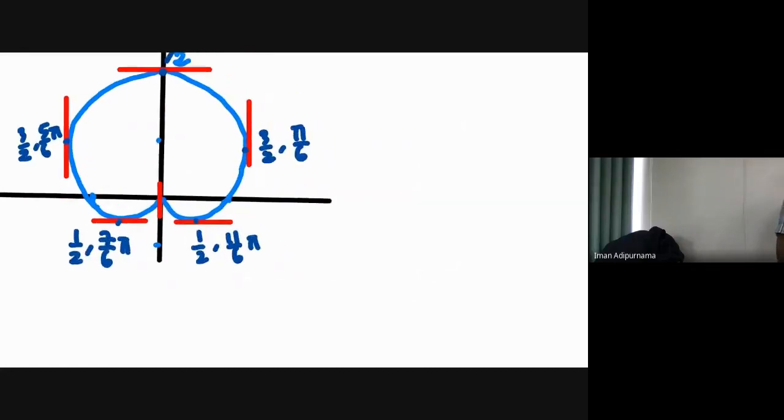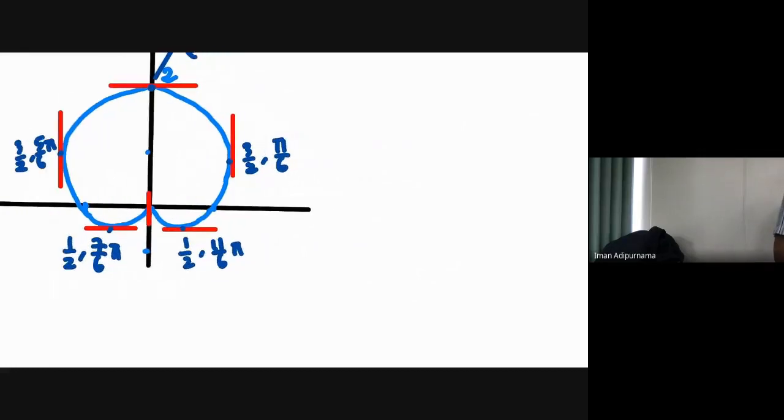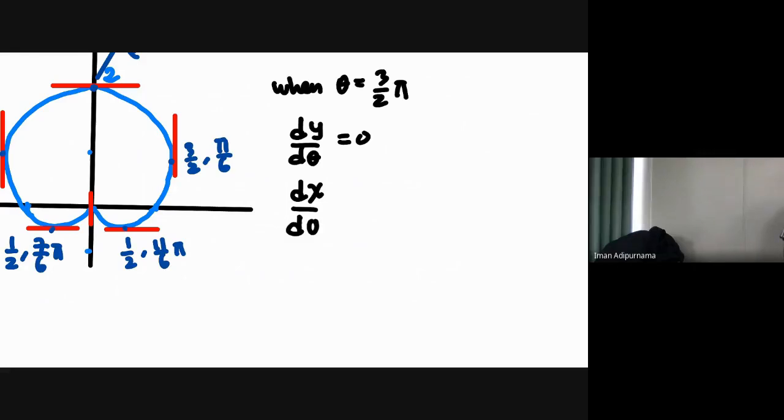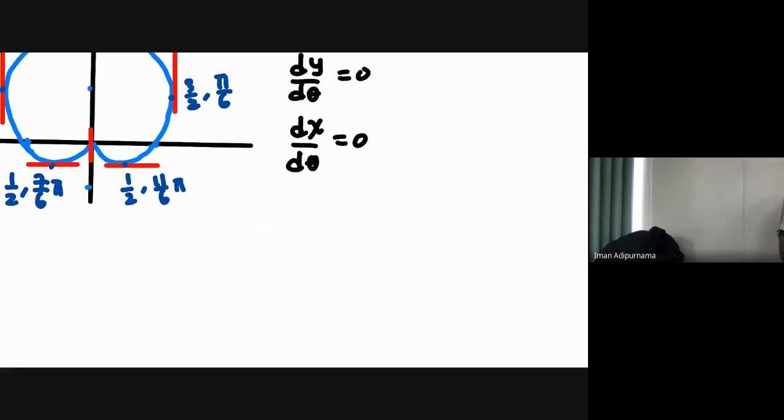So in your textbook, if you read the arguments, let me write, okay, when theta is 3 over 2 pi, you can see the dy over d theta is 0 and dx over d theta is also 0. So this is a 0 over 0 situation, okay. So when you have a 0 over 0 situation, you need to think to approach using limit. So with limit, let's approach theta from the left or from the right, depends on the case, but sometimes both are okay.